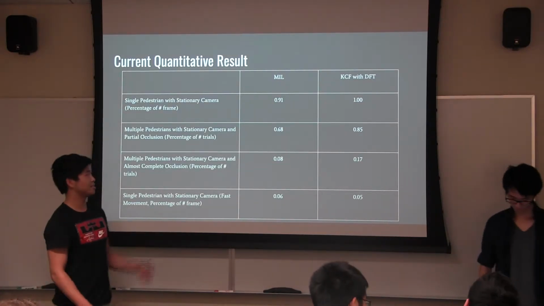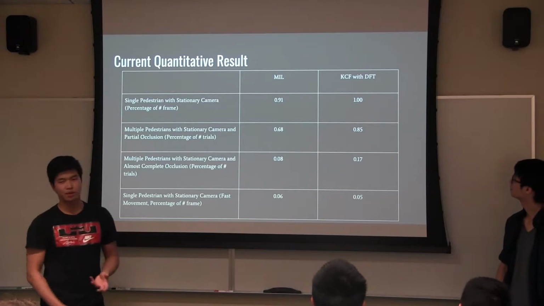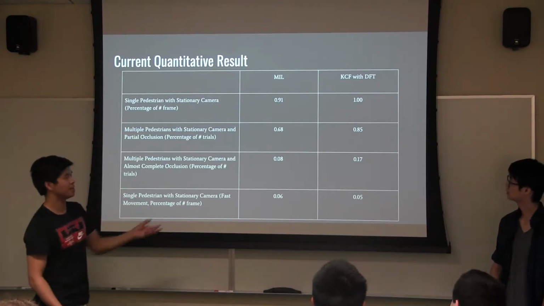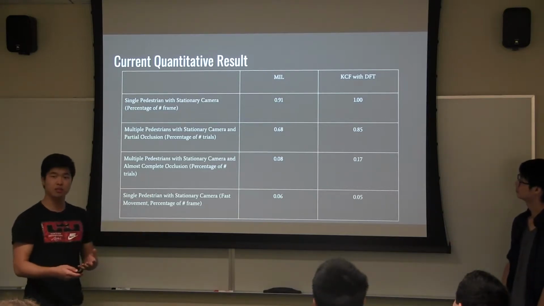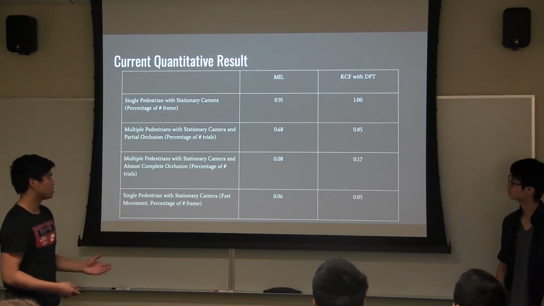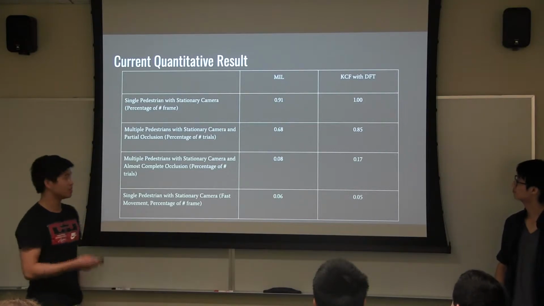In general, you see that KCF is more successful than MIL. However, in these last two, you can see that the results for either are not very promising at all. This is when there's a complete occlusion, which is really hard to deal with, and then also the fast movement, where the pedestrian moves too fast.